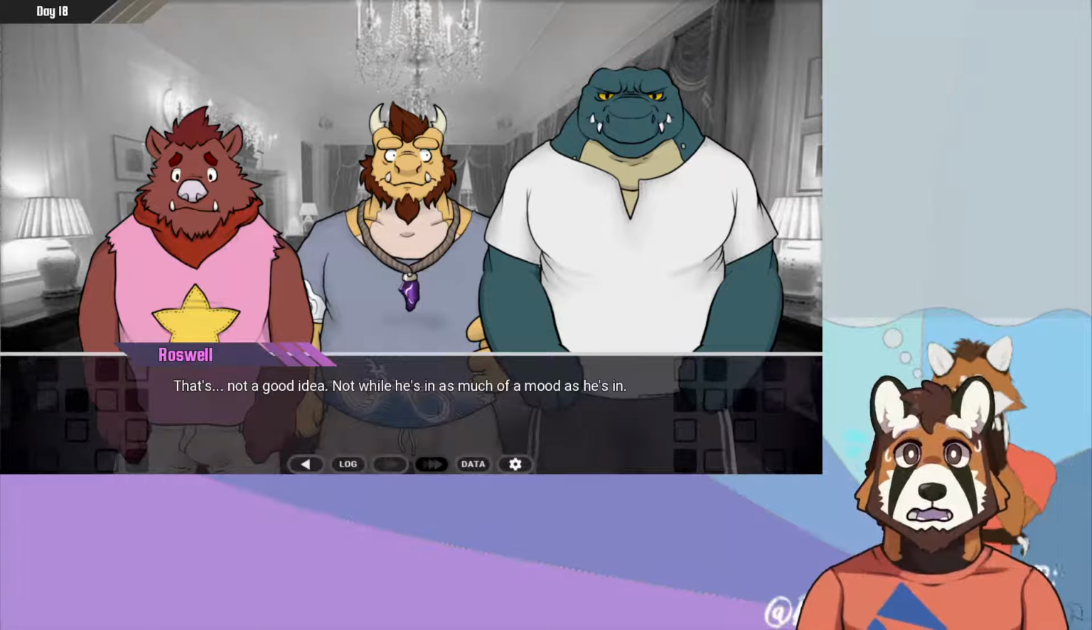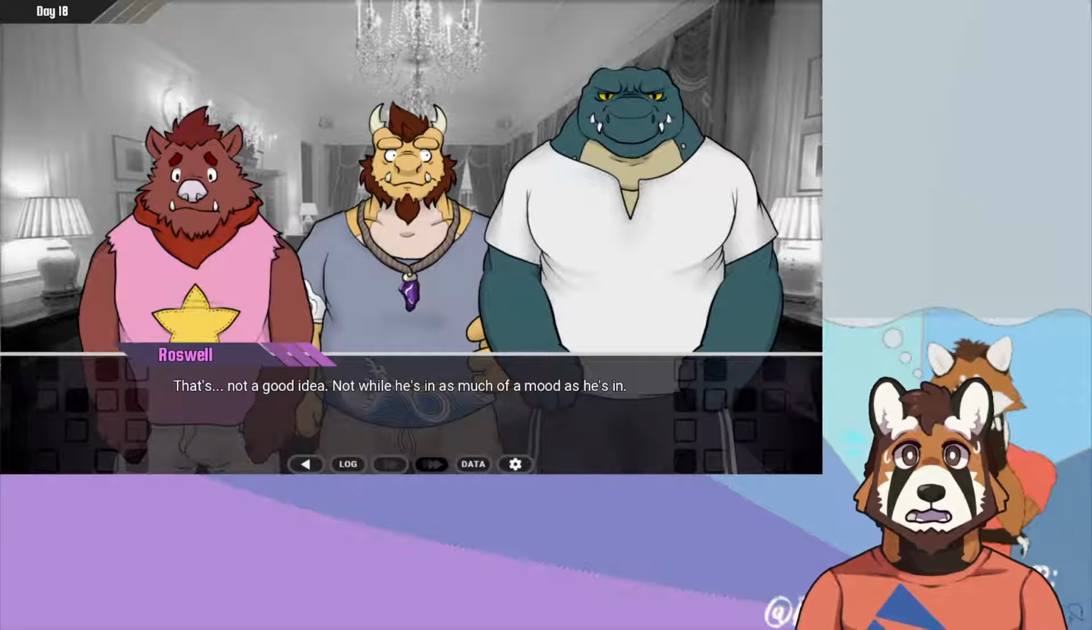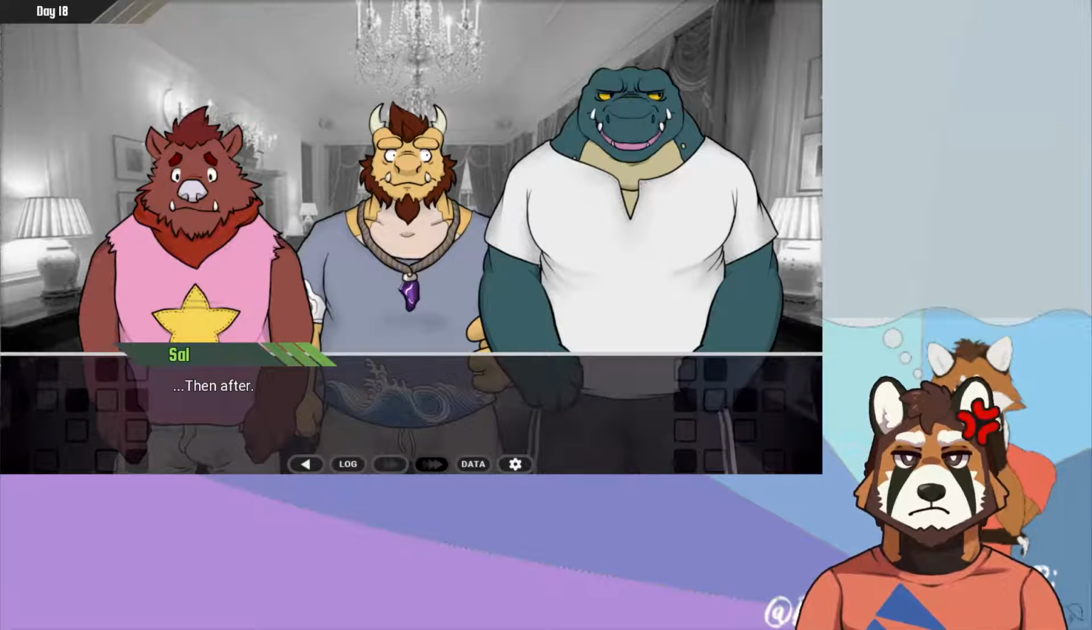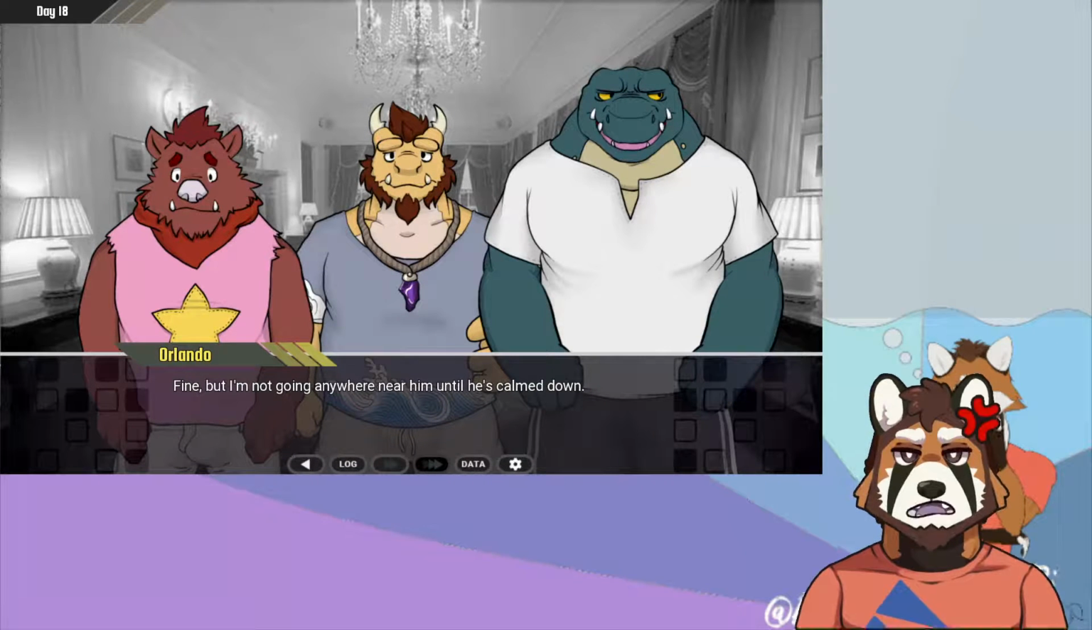That's not a good idea. Not while he's in as much of a mood as he's in. I can learn from experience. Then after. Fine. But I'm not going anywhere near him until he's calmed down.